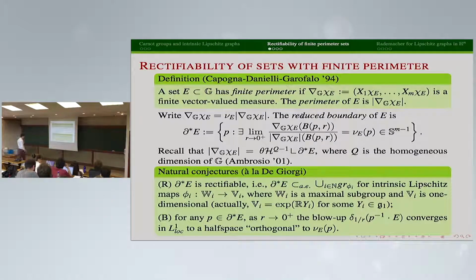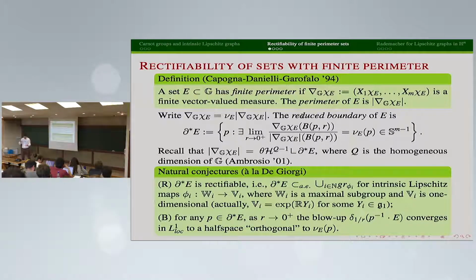Actually, there is a second conjecture, which would be very interesting. I called it B, which stands for blow up. We would like the following: at any point of the reduced boundary, when you consider the blow up, so pick your point, translate it so that P goes to the origin, dilate it, we would like this blow up to converge to something which is a half space. A half space which has to be orthogonal to the normal.